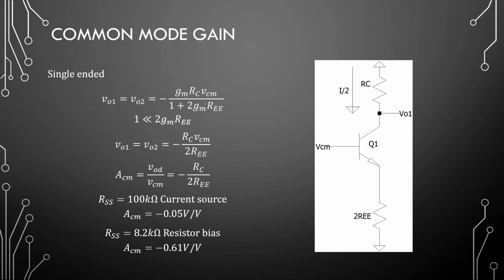Right, so for single-ended, the RC over 2 times RE is our common mode gain, since they can't be subtracted from one another. And that brings us that we have a larger common mode gain for a current source, and a much larger one when using our resistor bias.